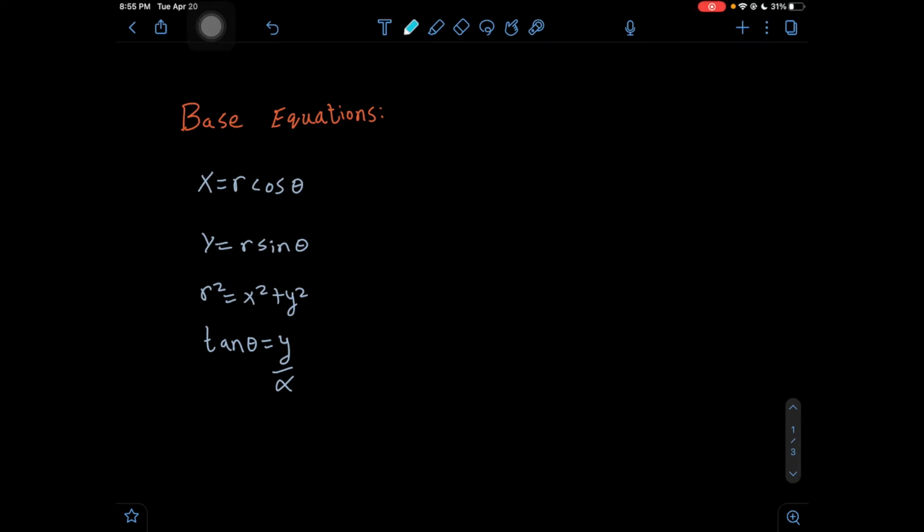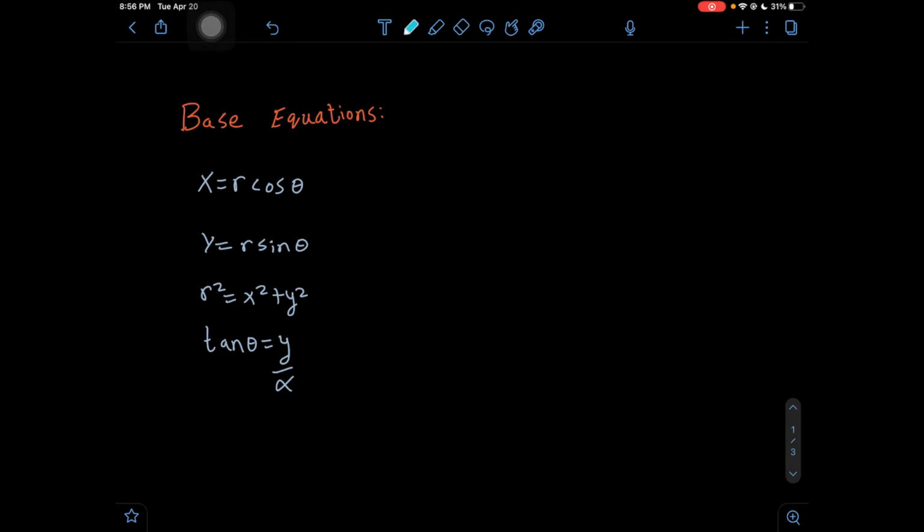In today's video, we'll be going through the process of how to convert from polar to Cartesian equations, as well as how to convert Cartesian equations into polar equations. The first thing we need to remember are our base equations, which are x equals r cosine theta, y equals r sine theta, r squared equals x squared plus y squared, as well as tan of theta equals y over x.